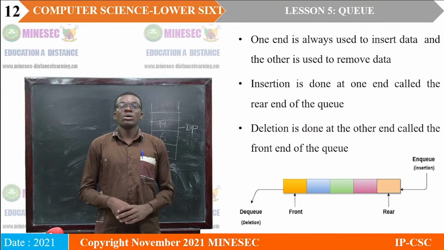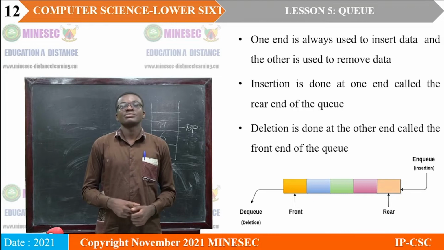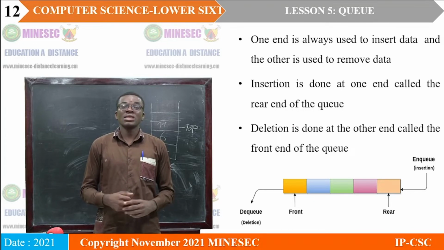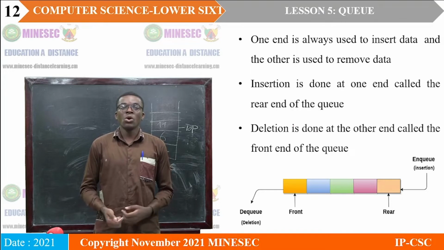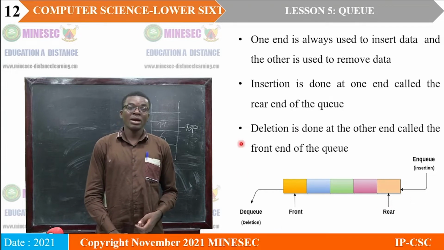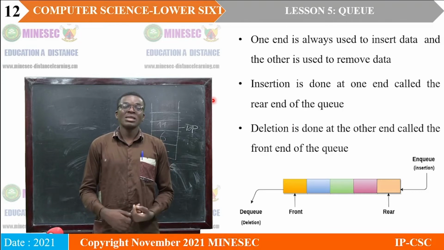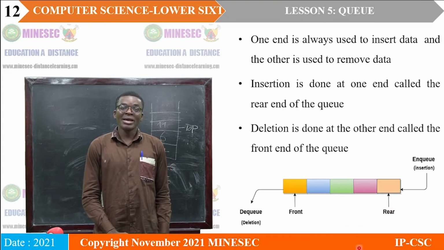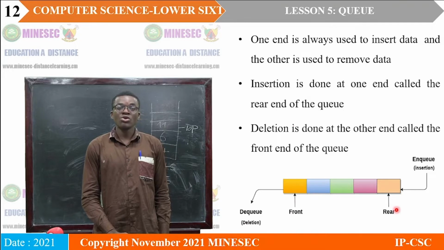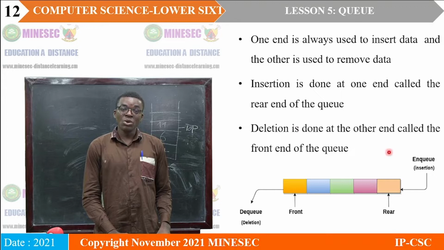One end of the queue is always used to insert data, and the other end is used to remove data. So both ends of the queue are open. Insertion is done at one end, which is known as the rear, whereas deletion or removal of items is done at the other end, which is known as the front of the queue. So here we can see this is our rear, where we add elements to the queue, and this is our front, where elements leave the queue.